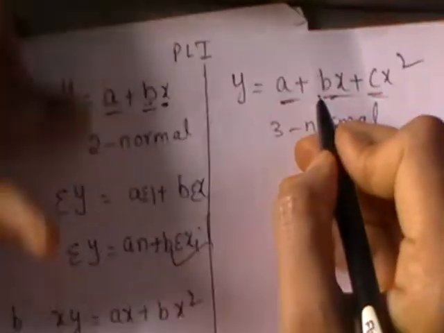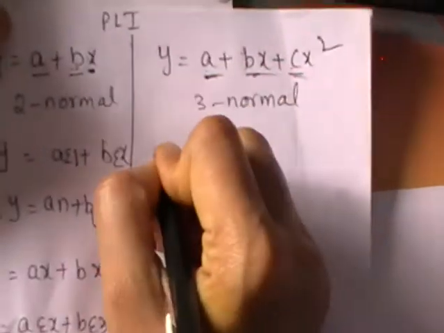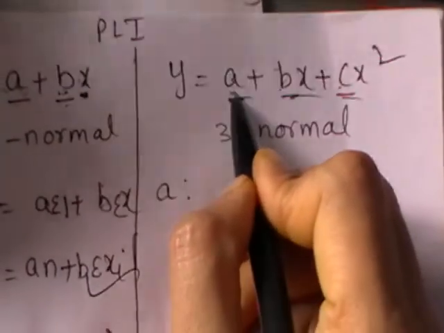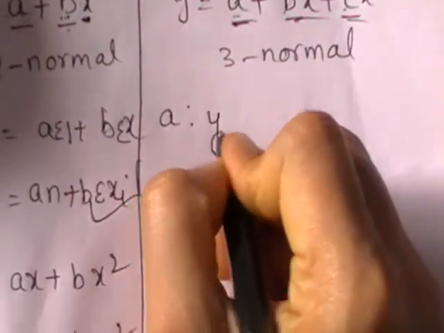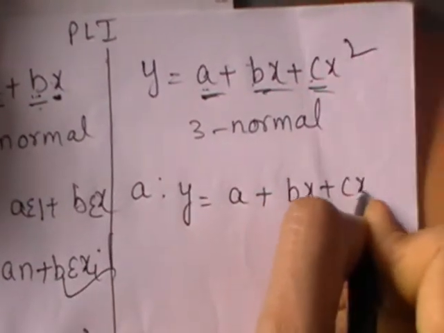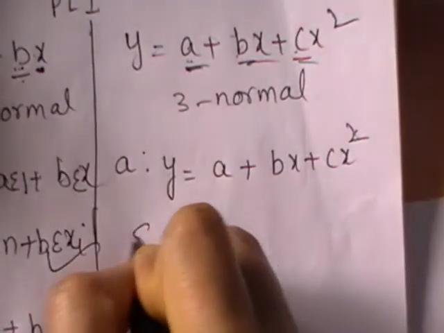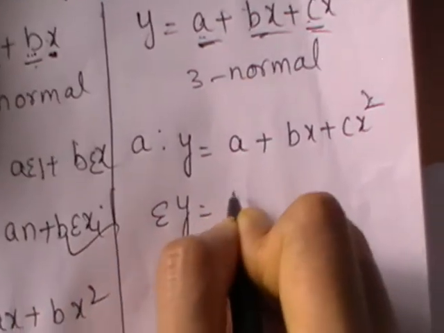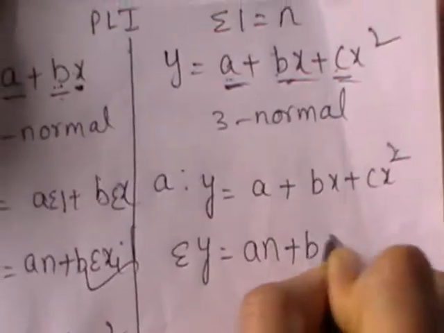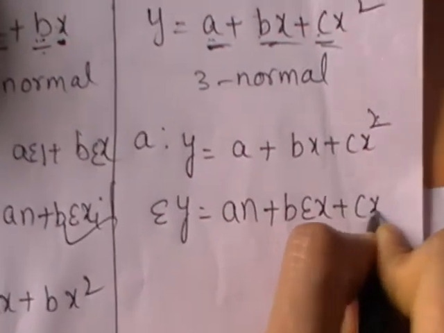Okay, here how many constants do we have? 3 constants. With respect to a, you will get one normal equation. What is the coefficient of a here? 1. So you multiply the equation with that, and you will get the same equation. Now you take the summation: sigma y_i is equal to a sigma 1. Always remember sigma 1 is nothing but n. So n a plus b sigma x plus c sigma x square.